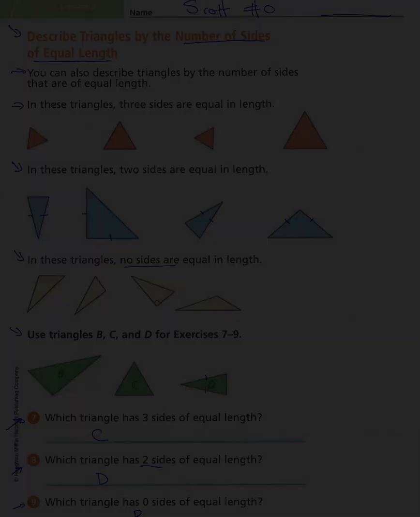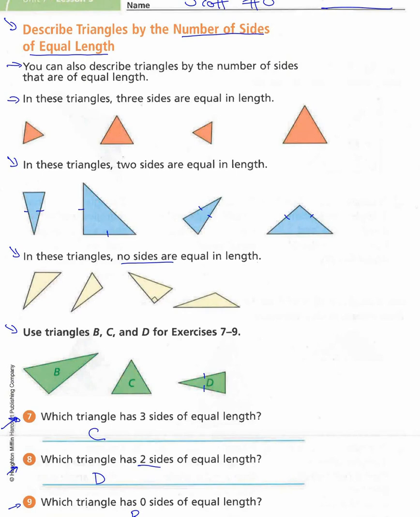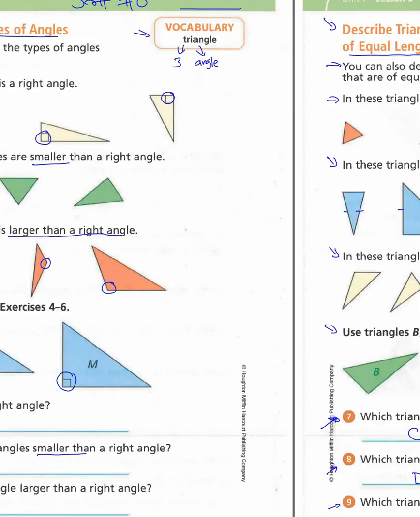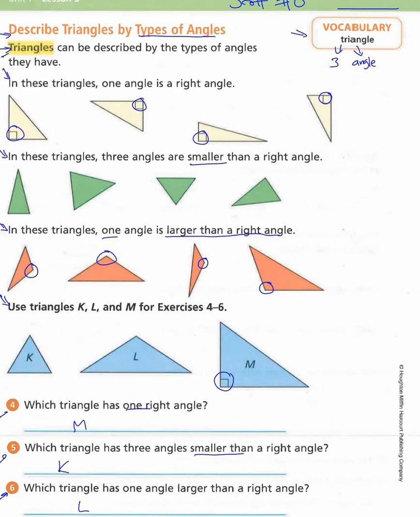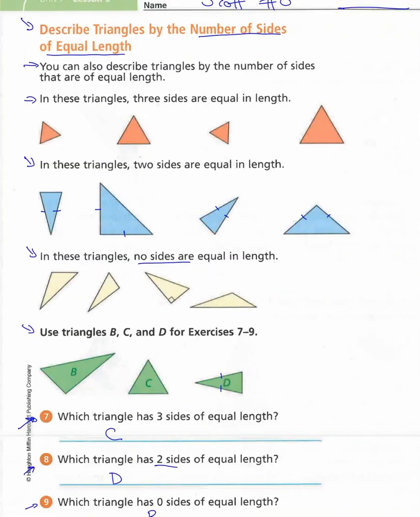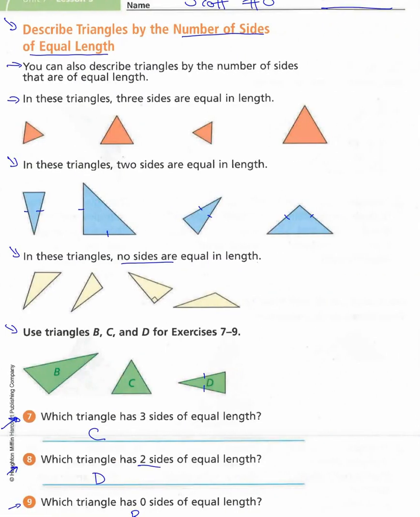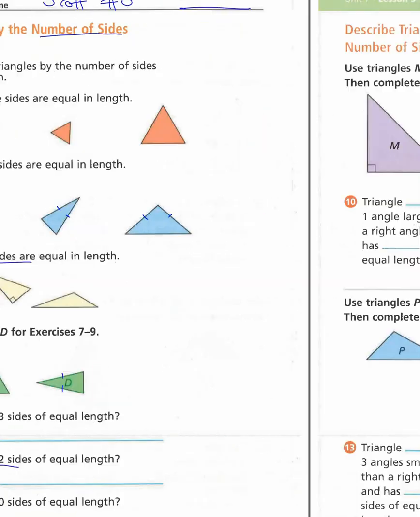All right, so just a quick review. In the previous lesson, we learned to describe or tell about triangles by the types of angles that are inside them. On this page that we just finished, we learned to describe triangles by the number of sides that they have that are of equal length. And so we're going to go on, and we're going to put those two together.